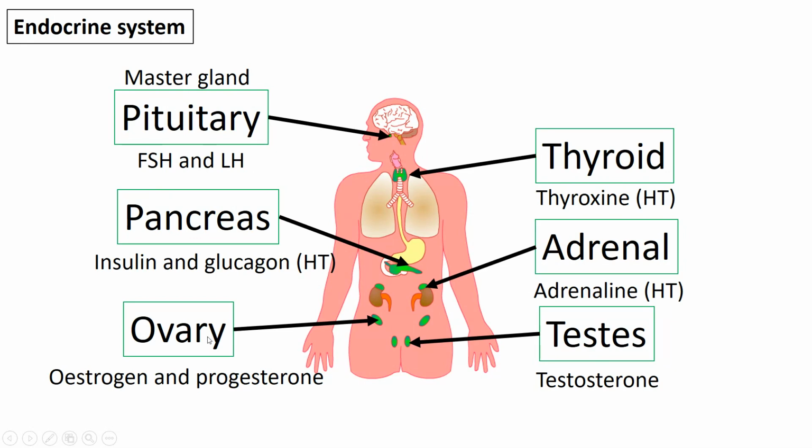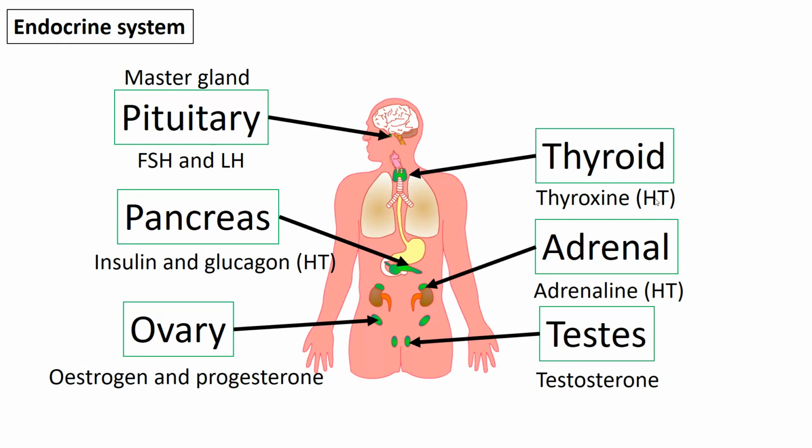Our ovary, obviously only found in women, they release estrogen and progesterone hormones, which you've probably heard of before. But you also have a gland called the thyroid, which is just in the neck, and that releases a hormone called thyroxine. You would need to know about that if you're doing the higher tier paper.